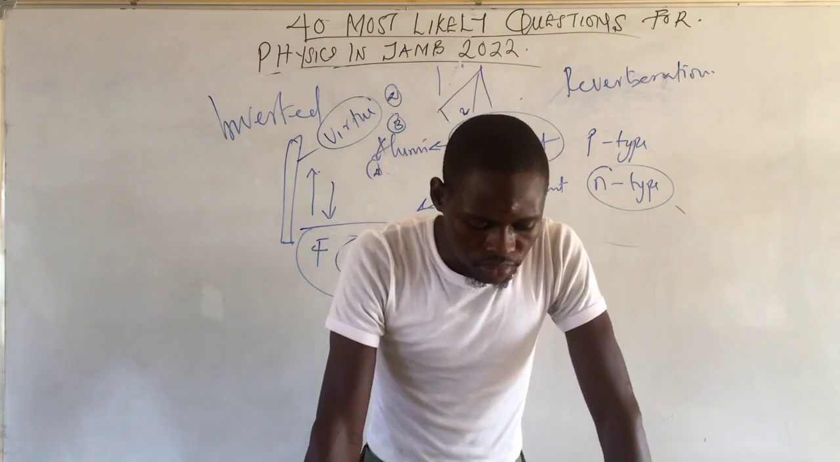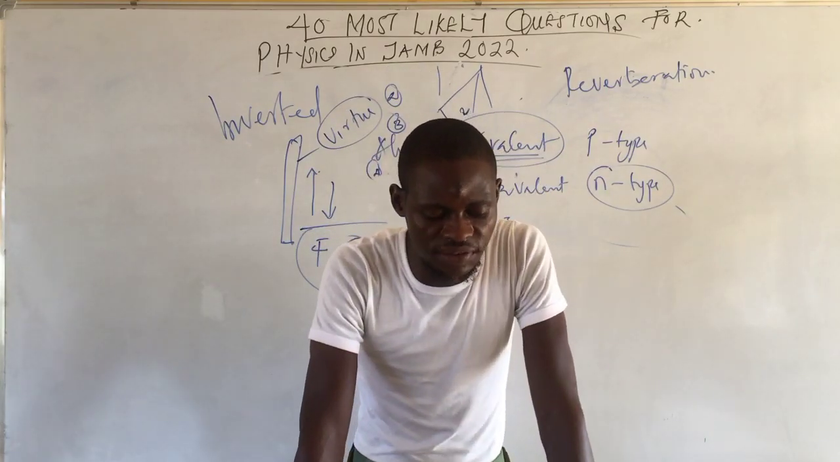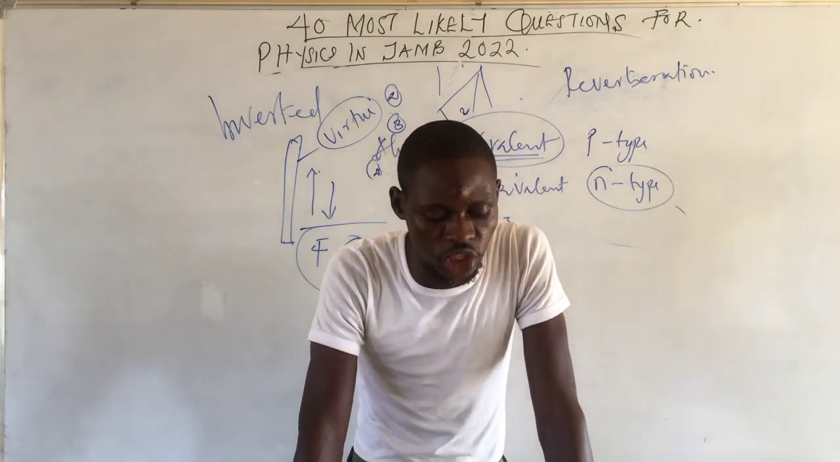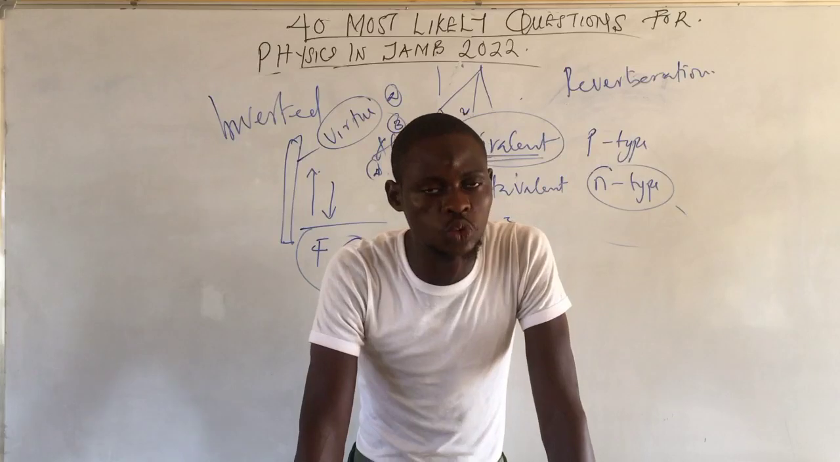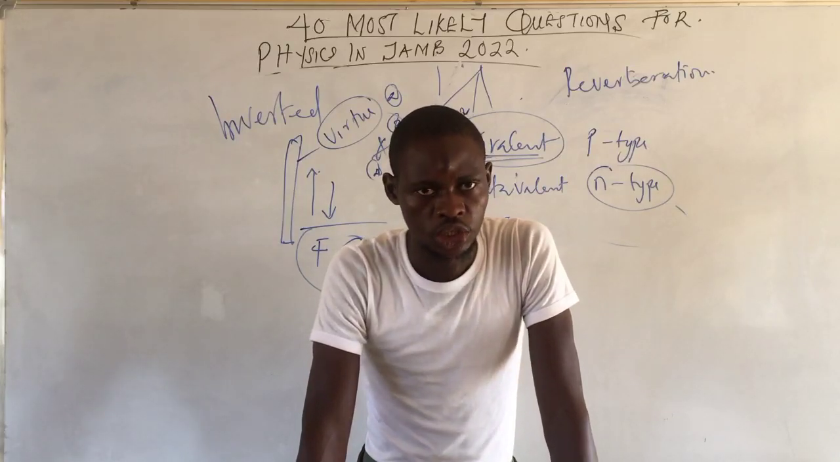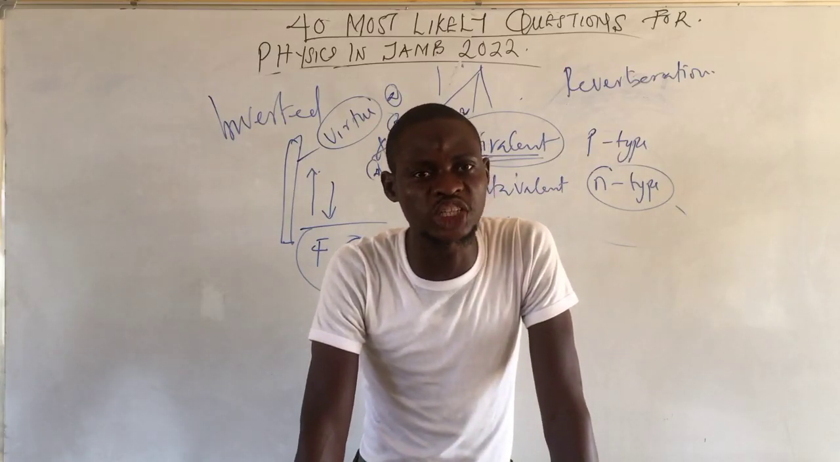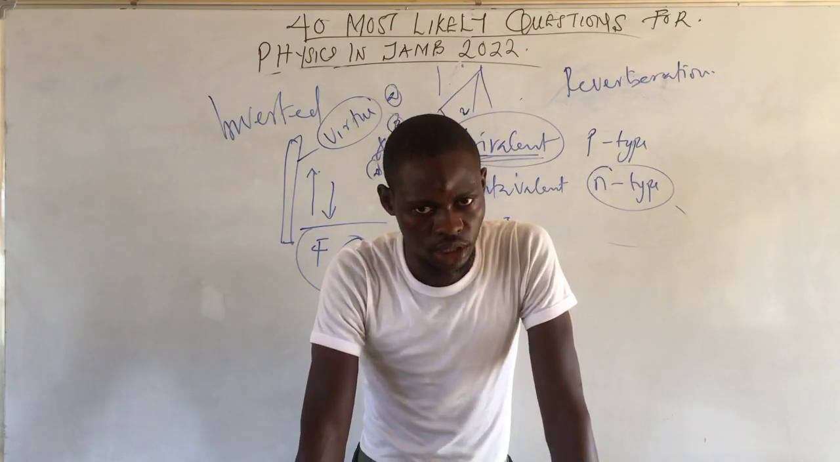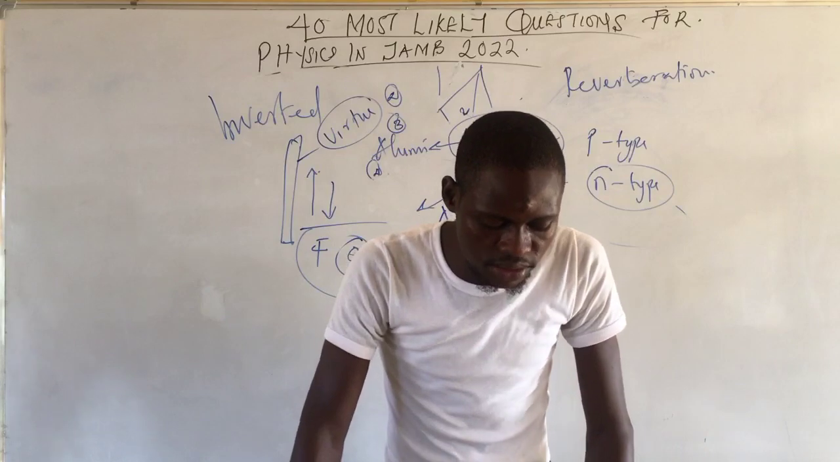Now, the next question is question 17. They said the particle that is responsible for nuclear fission in a nuclear reactor is what? It is neutron. Neutron is responsible for nuclear fission in a nuclear reaction. That is due to chain reaction. All together. Now the next thing that is there is what?